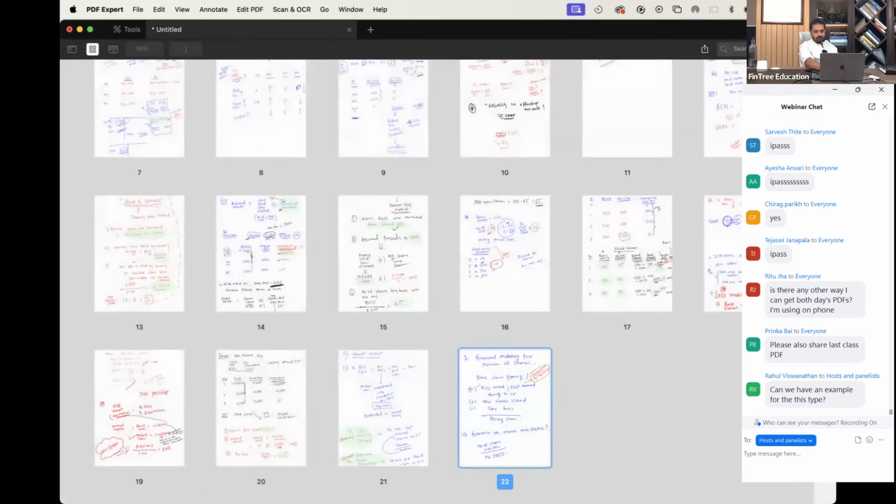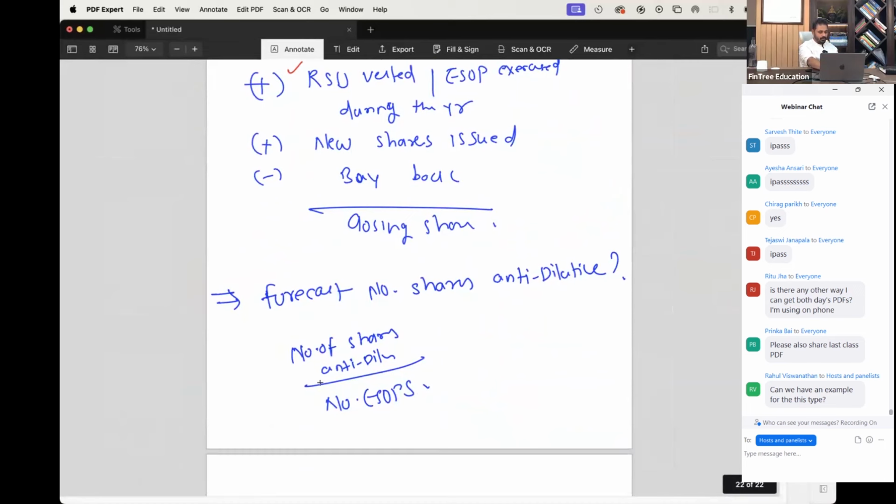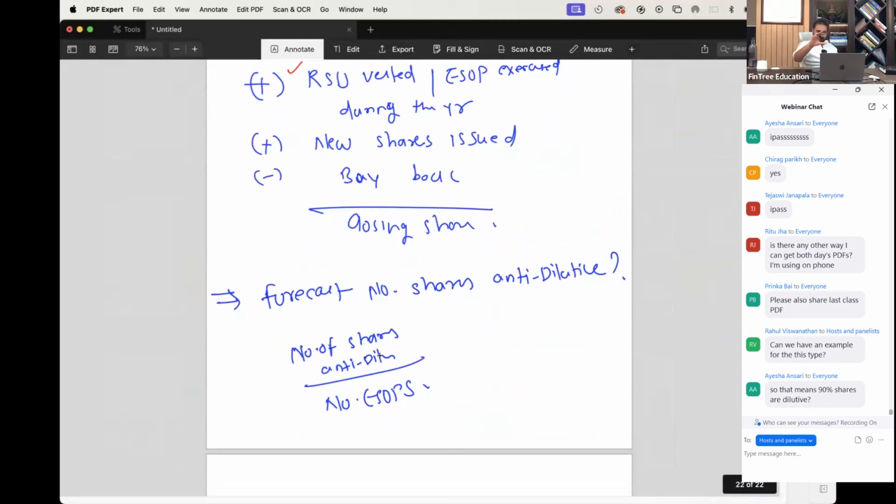Again, you're using past reference to figure out what the numbers could be in the future. I hope these ratios are making sense to you. These ratios are not given in the curriculum, by the way. I'm making them up. They're just explained in paragraphs, but this is the summary. Simple past ratio. Correct. That means 90% are dilutive, so I need to add those 90%. That's it.